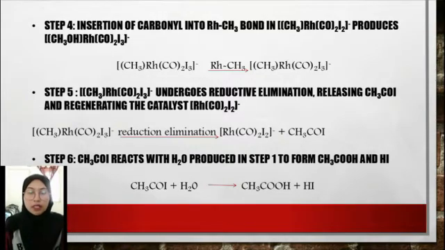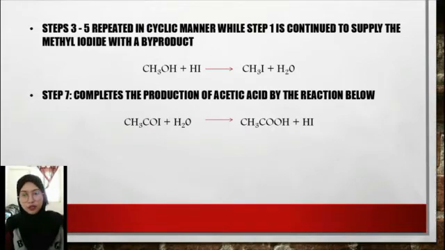So in the Monsanto acetic process, steps 3 and 5, which I previously mentioned, are repeated in a cyclic manner, while step 1 continues to supply the methyl iodide with a byproduct of H2O. Lastly, step 7 is to complete the production of acetic acid by the reaction below, which is the CH3COI and the H2O producing the CH3COOH and HI.